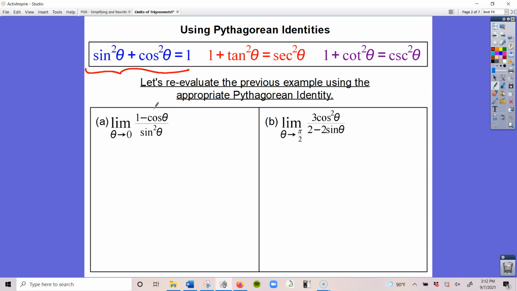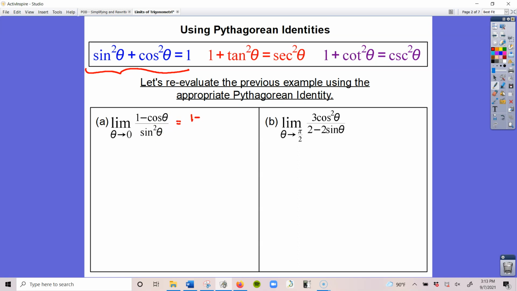Now, how do you know if you're going to use a Pythagorean identity? Typically, when you try direct substitution first and it does not work, if you have something that is squared, we may be able to use one of these identities. Since if you look at all of these trig functions, they are all squared. So let's see how we can do that.